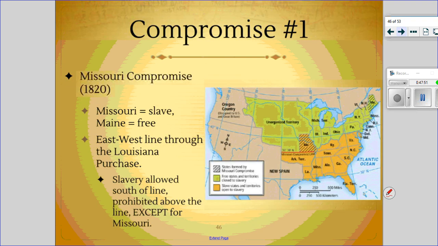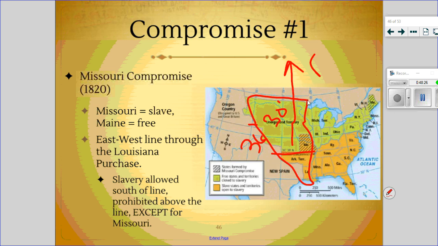All right, so because of this, they're going to try to compromise 3 times over slavery in the territories. The first compromise has to do with the Louisiana Purchase. Remember the Louisiana Purchase? We bought it from Napoleon in 1803. Now it's 1820. And the question is, is it going to be free or slave? So they draw a line across the Louisiana Purchase. This is the 36-30 line. All right? And what they say is north of the line is free, except Missouri.